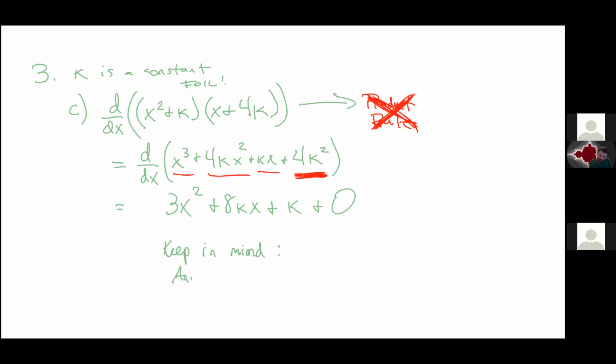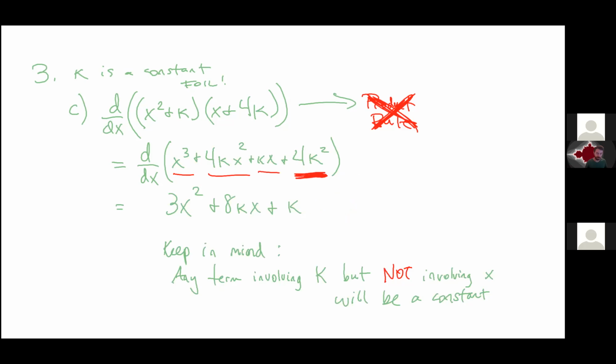Any term involving k but not involving x will be a constant. And derivative of a constant is 0, as shown. So we really don't need to include that. That is our answer. And that takes us to 3:30.